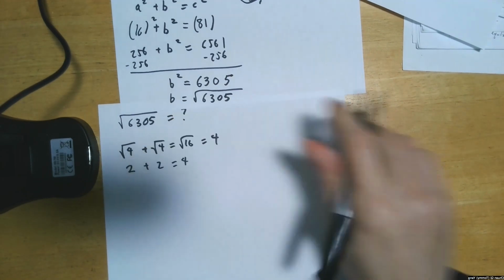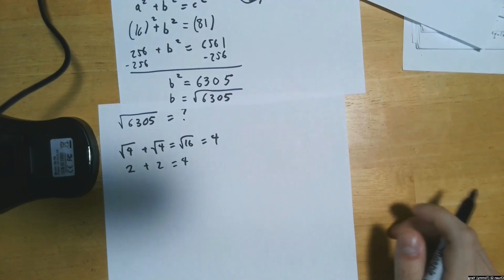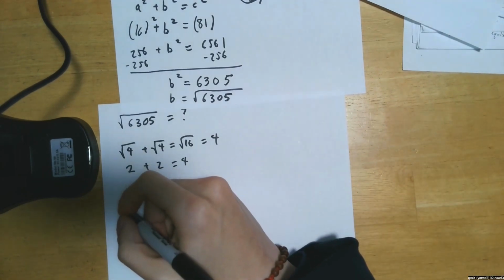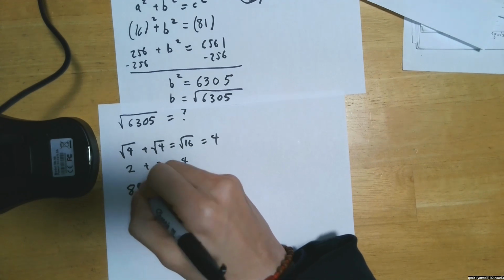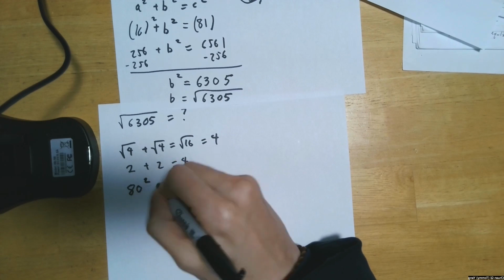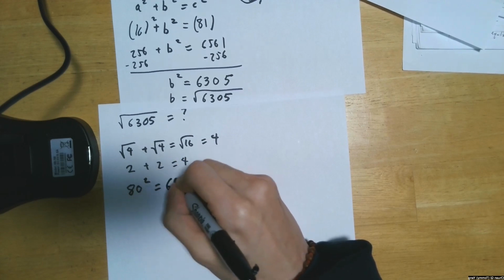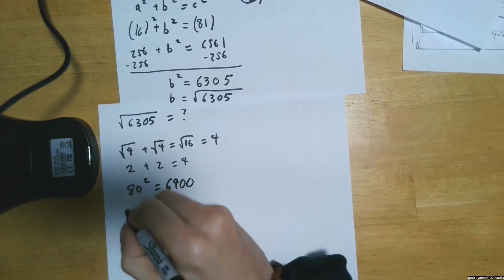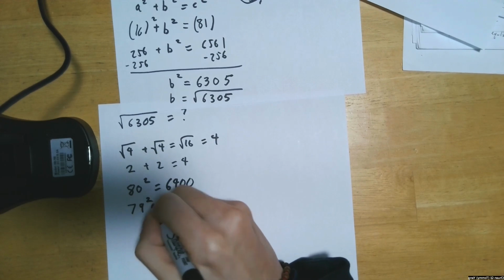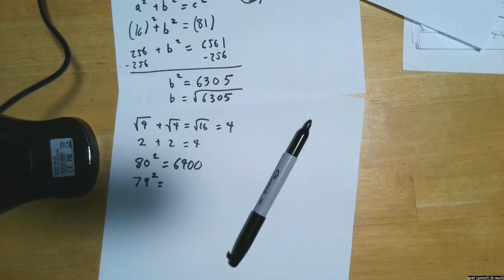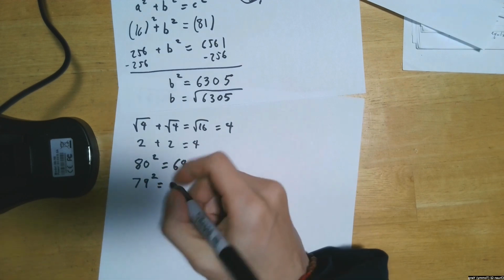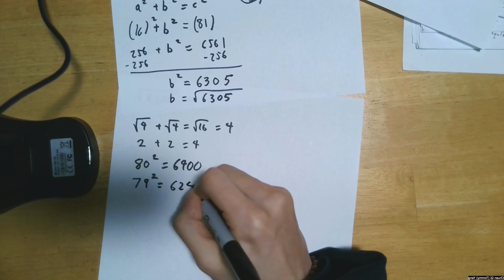Now let's talk about 6305 for a second. Let's first think of a square number that is close to it, or at least somewhat close. So let's do 80. 80 squared is going to be 6,400. That's a bit close, but I don't think that's close enough. So let's do 79 then. You can use your calculator for this, or your teacher, if they're really mean, can make you solve it yourself. But 79 squared would be equal to 6,241.